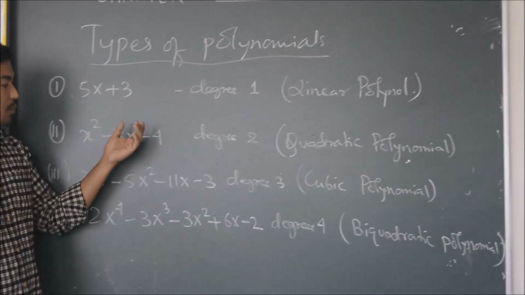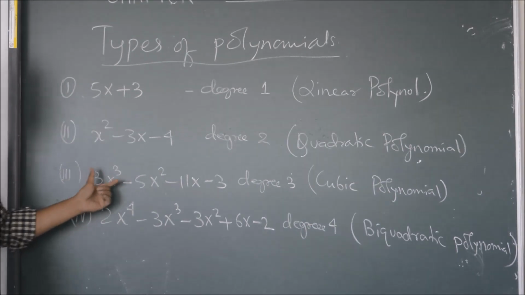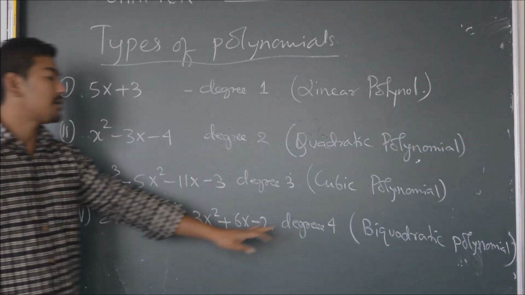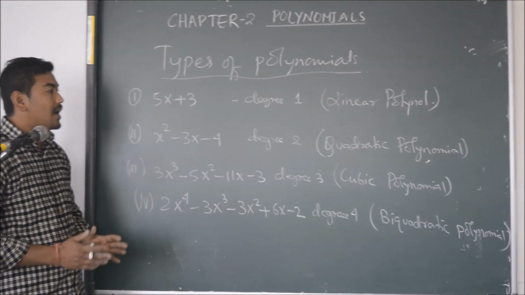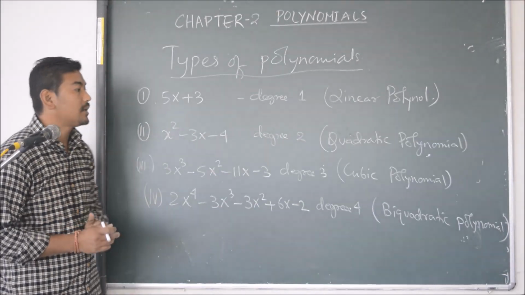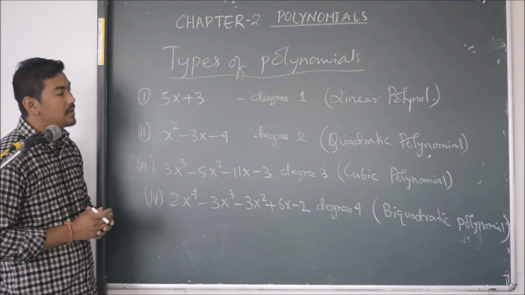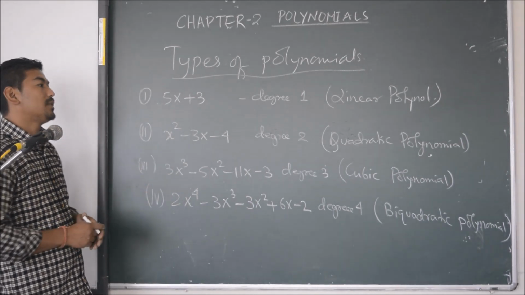The polynomials having degree 2 are called quadratic polynomials. Having degree 3, cubic polynomials. And similarly, having degree 4, they are called biquadratic polynomials. That's why I was telling you that degree is a very important concept in polynomials, as it helps to classify polynomials as well as to find the zeros of polynomials.